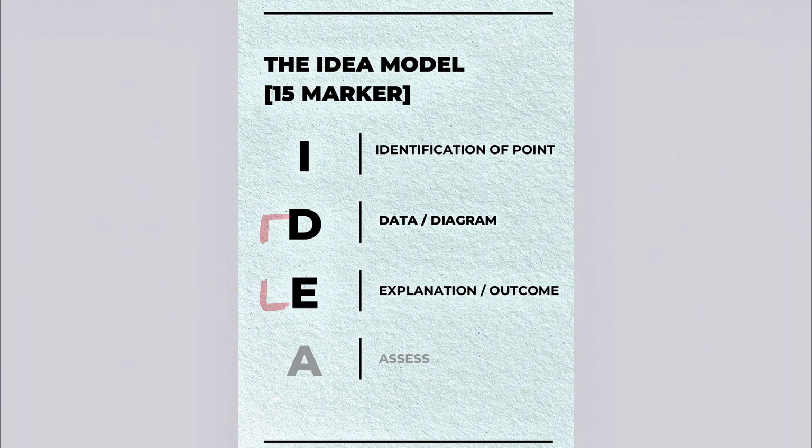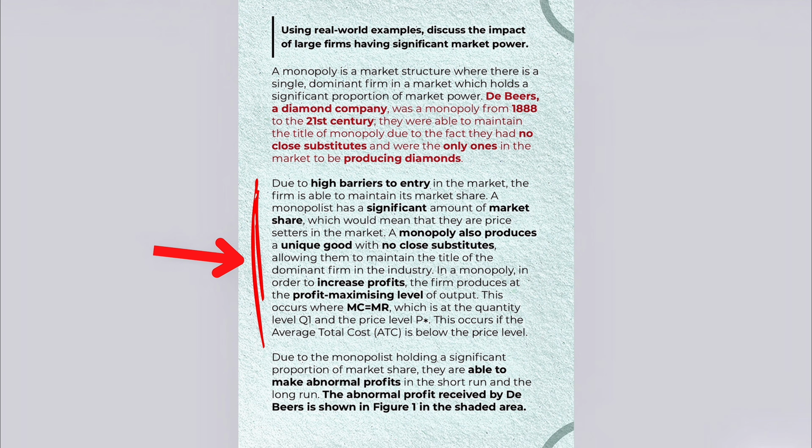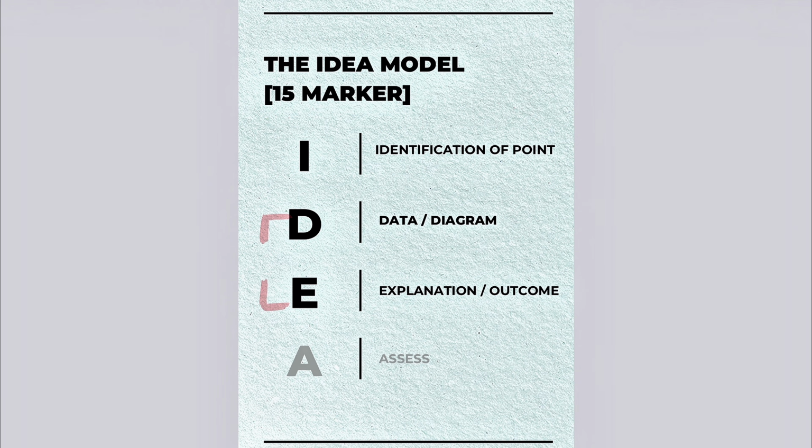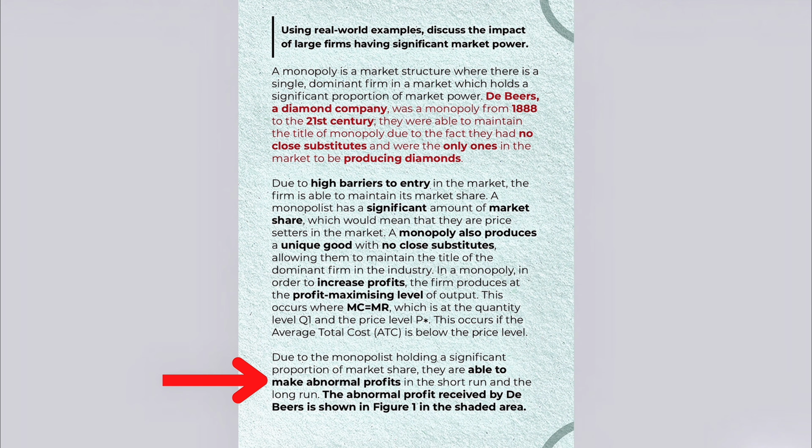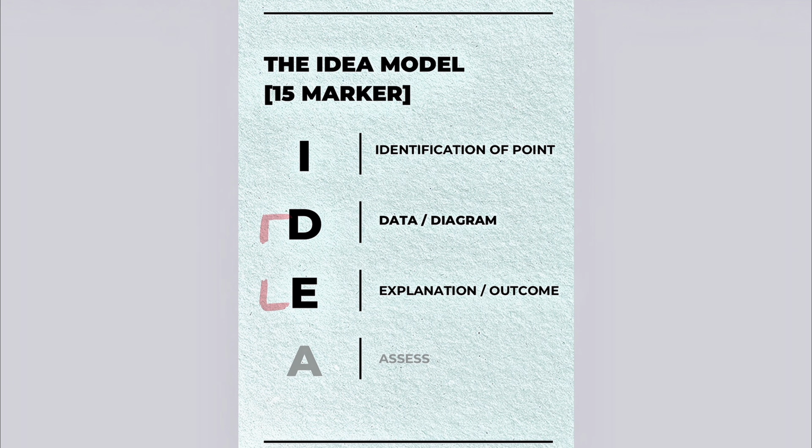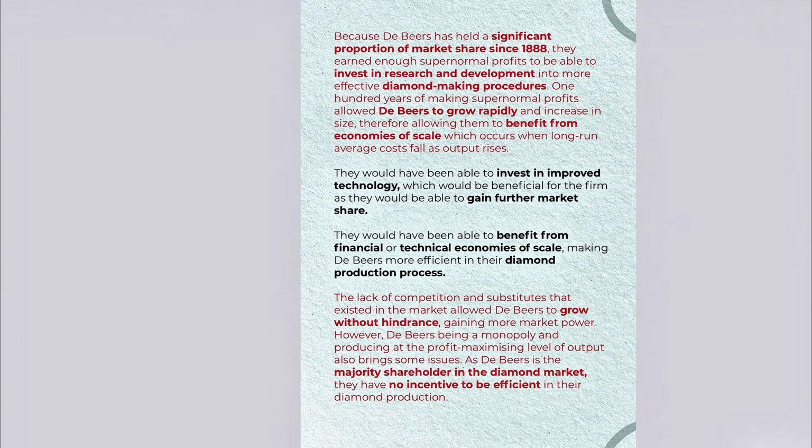And then they have explained the impact of high barriers to entry using chains of logical reasoning, and they have illustrated their point on the diagram. And this is evidenced in this paragraph here. And the final paragraph is that they have assessed what they've written and they've linked it back to the question here. The next few paragraphs will follow a very similar structure.